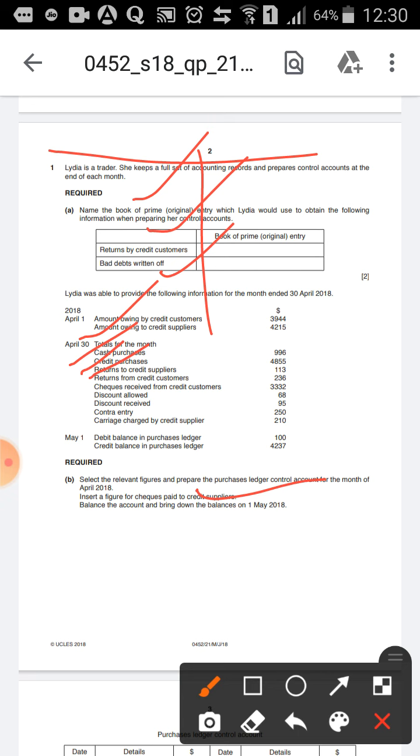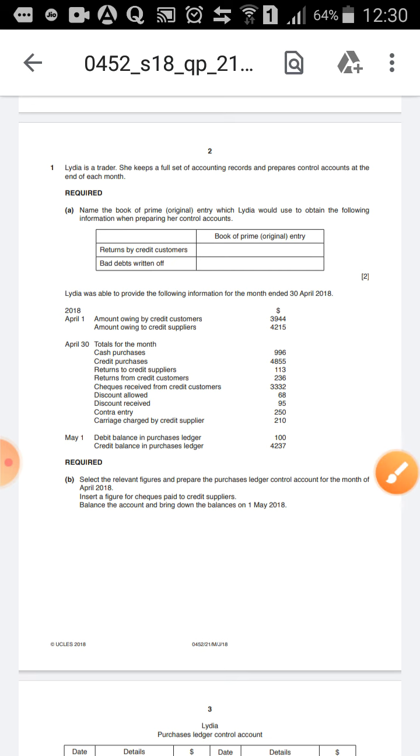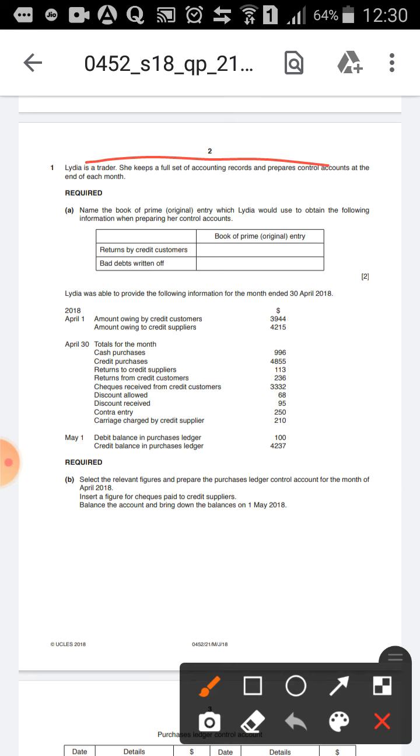Returns to credit suppliers. Okay, so returns purchase, it is purchase return account debit. Oh, sorry. The thing for credit purchases. This thing that you just need to judge is whether it is a debit transaction or a credit transaction.